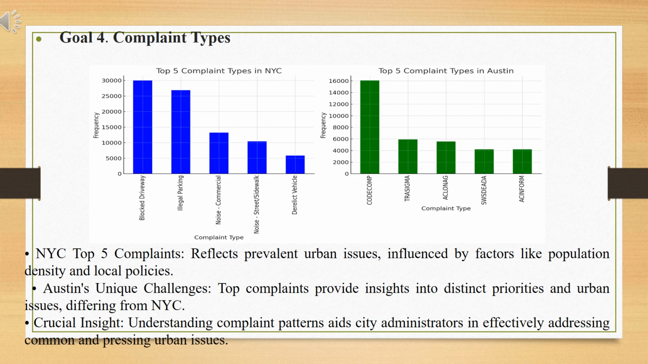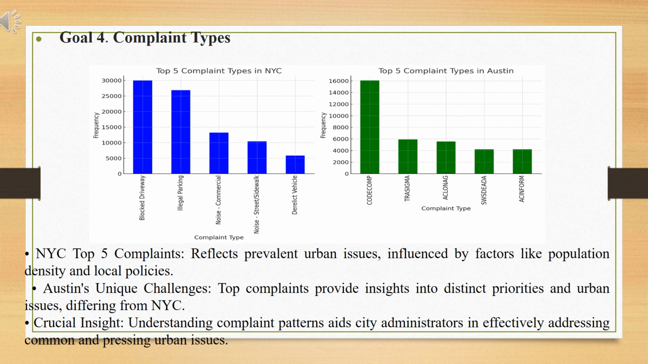Coming to goal 4, complaint types. New York City's top 5 complaints reflect prevalent urban issues influenced by factors like population density and local policies. Houston has unique challenges. Top complaints provide insights into distinct priorities and urban issues, differing from New York City.